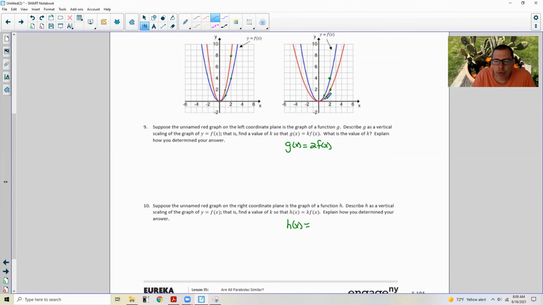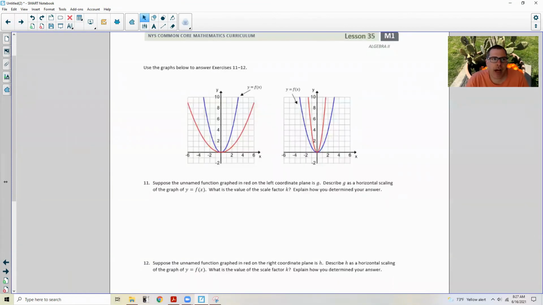Y looked like 2 and 1/2. Go one more to 3, and I'm at 8. No, it's 9. And if I'm at 3, I come up, I look like I'm at 4.5. Okay, so it looks like it's a scale of 1/2. So I'd call k 1/2 f of x. And the explanation is just explaining that picking an x value, the y value of the red one was 1/2 of the blue.